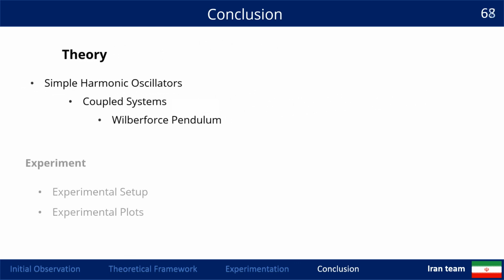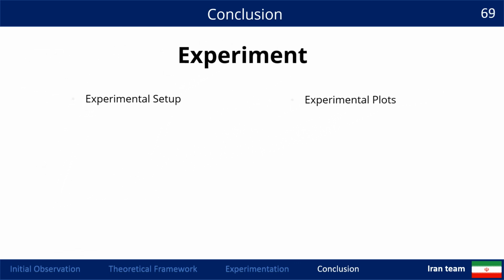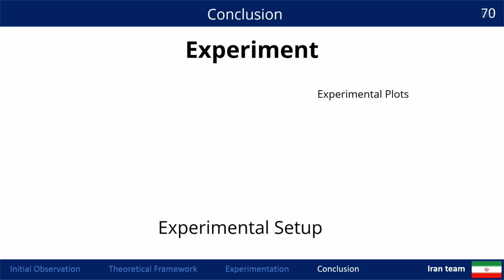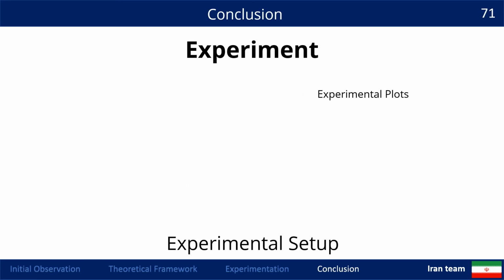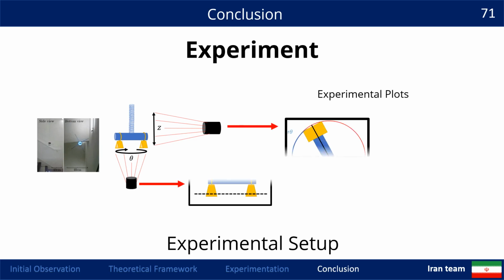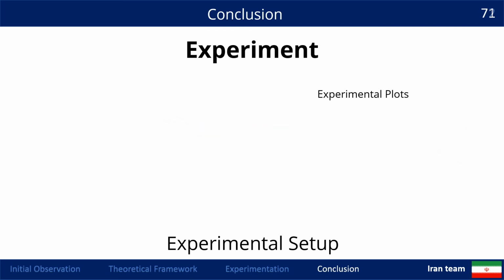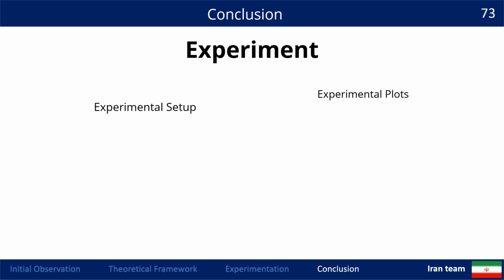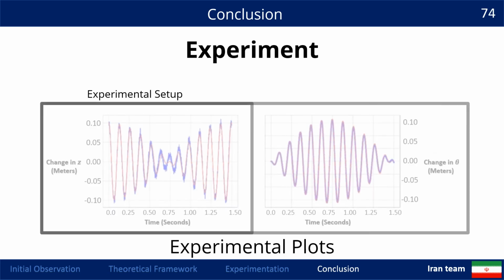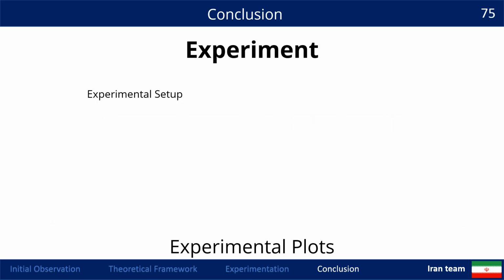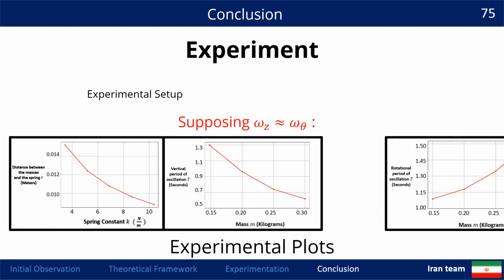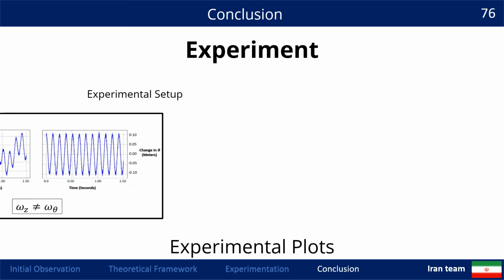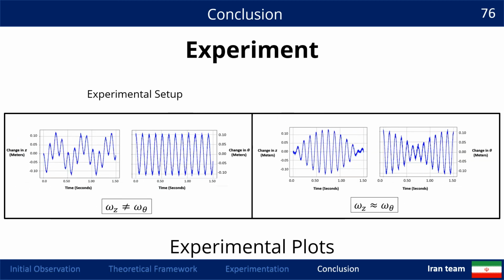Now let's conclude our experimentation. We showed our experimental setup, and then we plotted the data using Python code, and we were able to get the experimental plots. We had a few plots which supposed that the mass was in resonance, and then we plotted when the mass was not in resonance versus when the mass was in resonance. And you can see the clear difference between the two modes here.